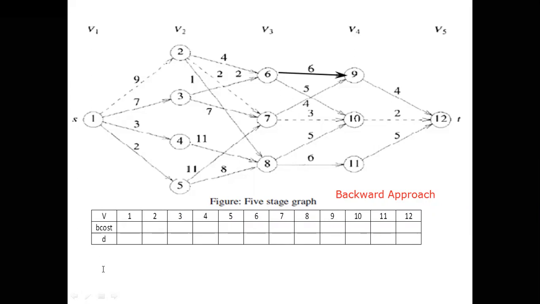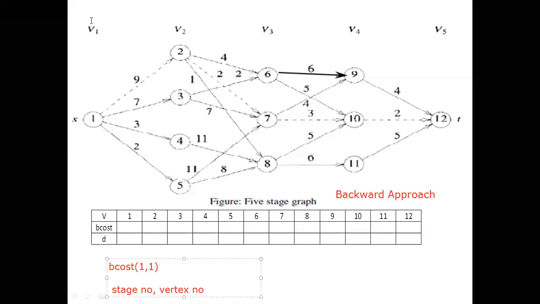Previously we wrote cost of 1, 1 in the case of forward. Here we will write B cost of 1, 1. What is 1, 1? I already explained. Here also the first one shows the stage number, comma, and the second one shows the vertex number. I hope it's clear. The first one shows the stage number and this one shows the vertex number.